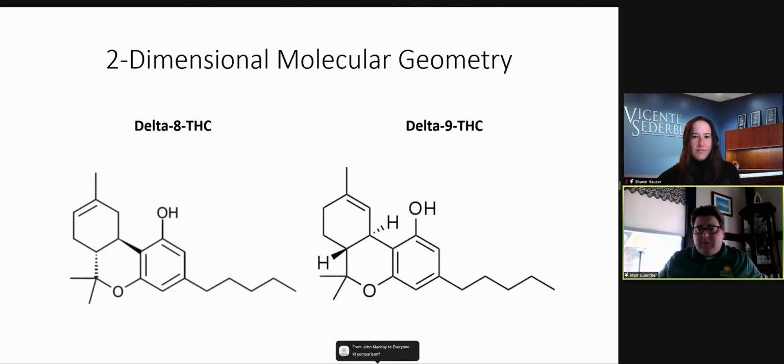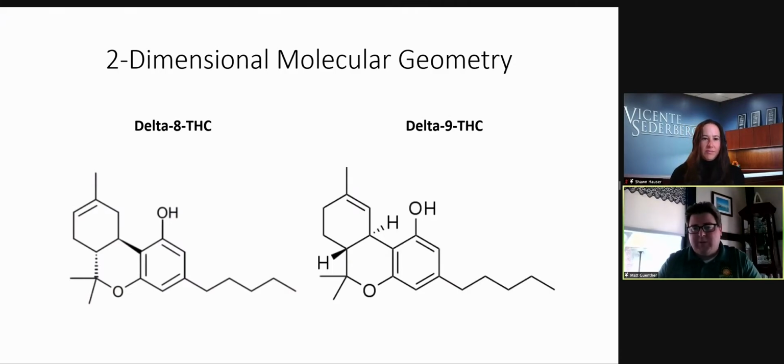So this is two-dimensional molecular geometry. I think we're all pretty familiar with it. It shows two different representations. You'll see Delta-9 on the right has a couple hydrogen atoms coming off, and on the left you don't see them. Really, why it shows those are the lines coming in and out. These are two-dimensional images, but they're supposed to be three-dimensional representations. So when you see goofy looking lines like that, that's just trying to emphasize the three-dimensional nature of the compound.